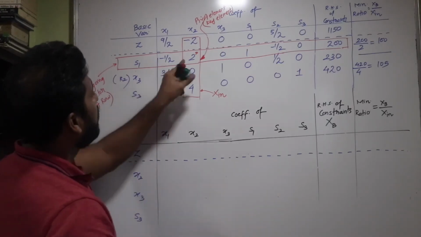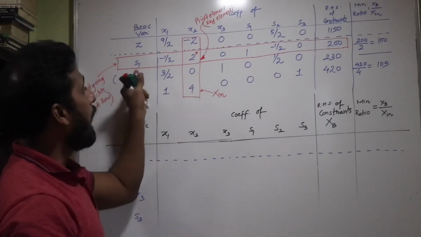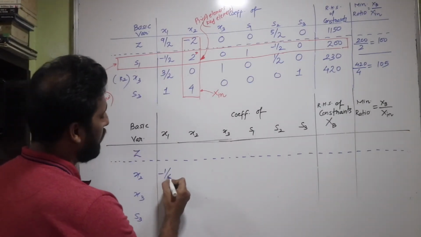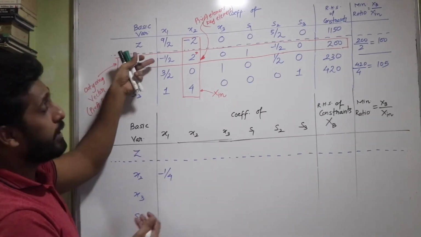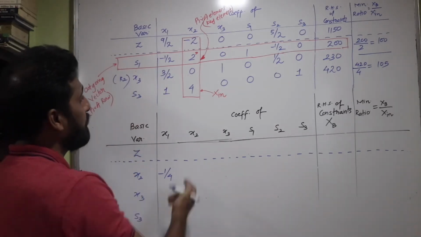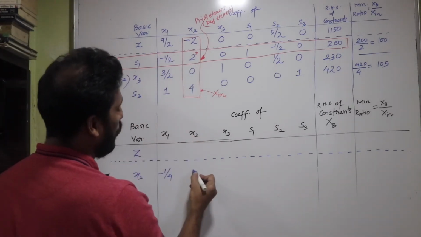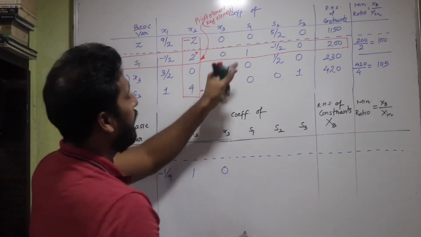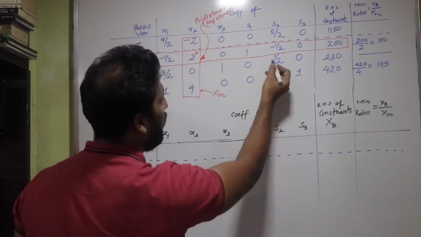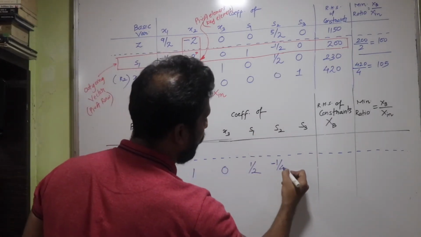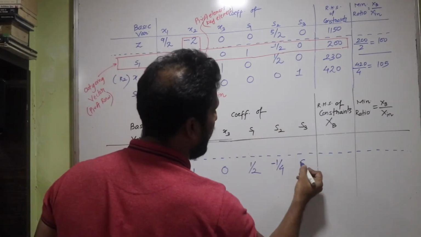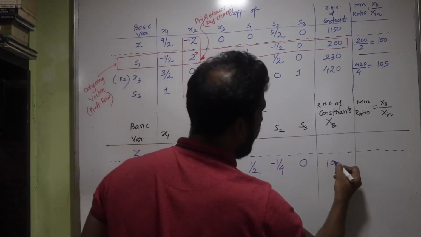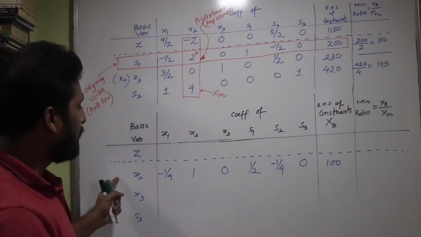So X2, this 2 element has to become 1. I'm going to divide this entire row by 2. So my first number is minus 1 by 4, because minus 1 by 2 gets divided by 2. 2 gets divided by 2, you get 1 here. 0 upon 2, you get 0 here. 1 divided by 2, you get 1 by 2. Next value is minus 1 by 4. Next value is 0 divided by 2, that's going to be 0. And 200 gets divided by 2, you get 100 here. So that's your next row.